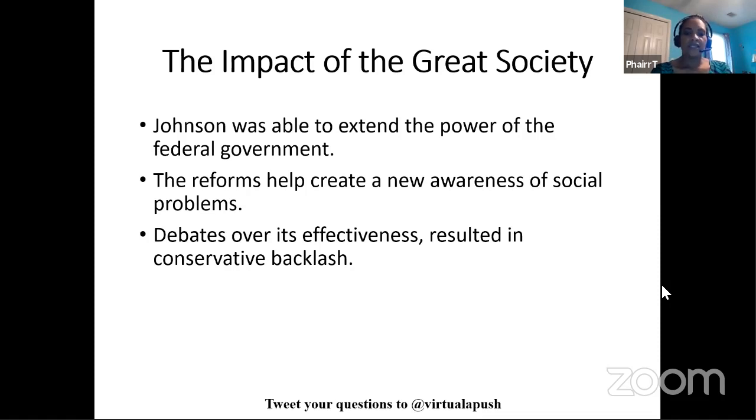You're also looking at debates over its effectiveness. And you did have some conservative backlash. You did have people who felt like Johnson, just like FDR, was kind of a bully, pushing his agenda. You do have some conservatives who weren't ready for desegregation. They really weren't prepared for some of the programs of the New Deal. And so it looked as though Johnson was following in those same footsteps. But, to his credit, Johnson was trying to create fairness for all.